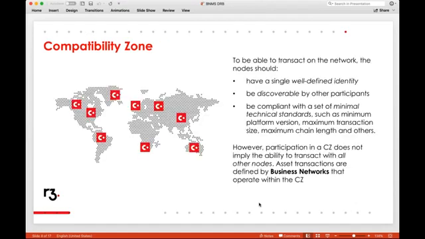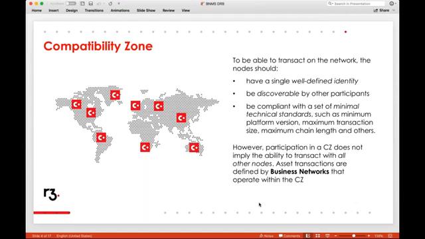Next slide, please. So, to be able to transact on the network, nodes, first of all, have a single well-defined identity. These identities are issued by the Doorman.